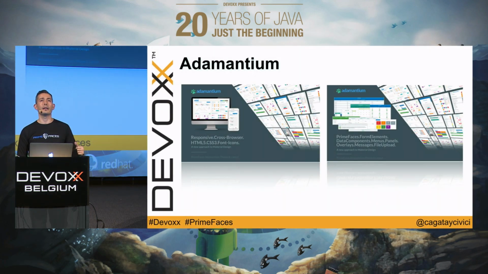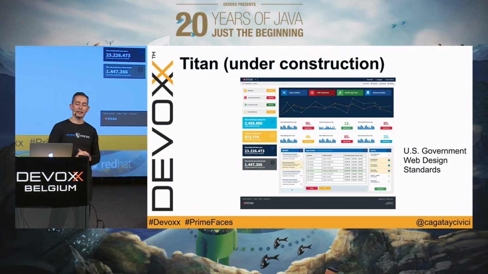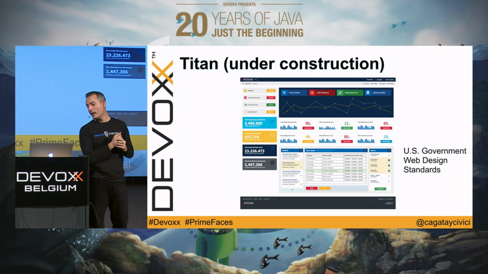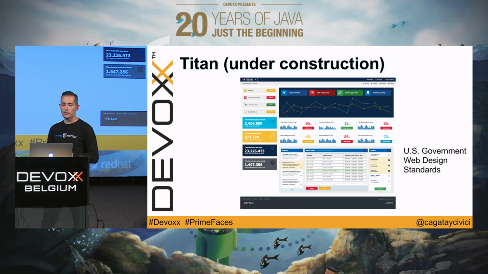These three are material design based. The latest one is Volt. It's more like enterprise-ish. And the next one is Titan. Lately, the US government has posted design guidelines for public-facing websites, so that every US government agency should follow these rules and look the same. Instead of, if you log into a government agency page, it looks different, and another one looks different. So if you follow these guidelines, then the whole government's utilities pages will look the same.